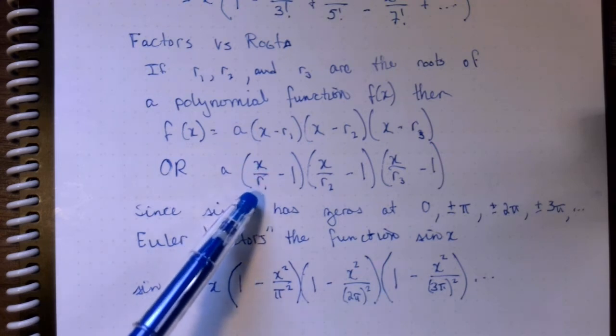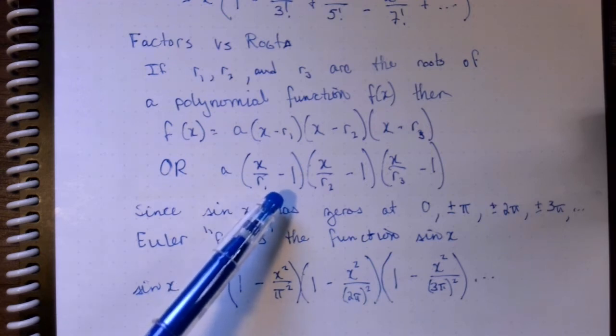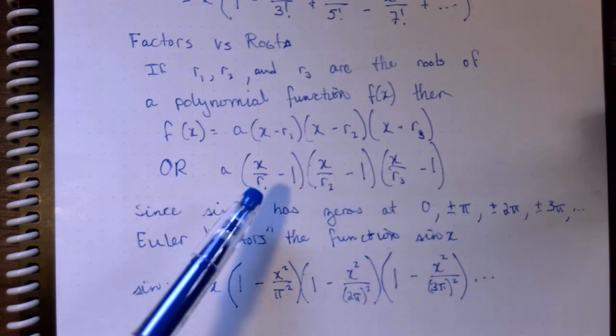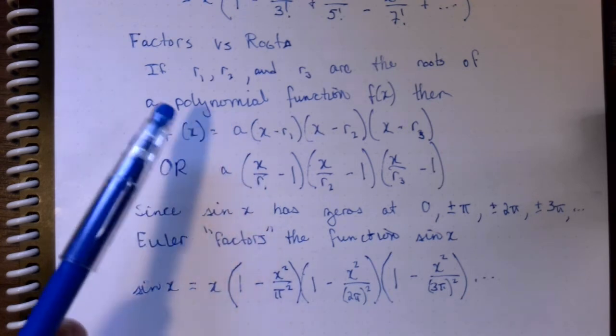So in other words, if I plug in R1 for x, this factor would vanish, and we would get a 0. Same thing with R2 and R3. So this is an equivalent way to write down a factorization for our function that has these roots.